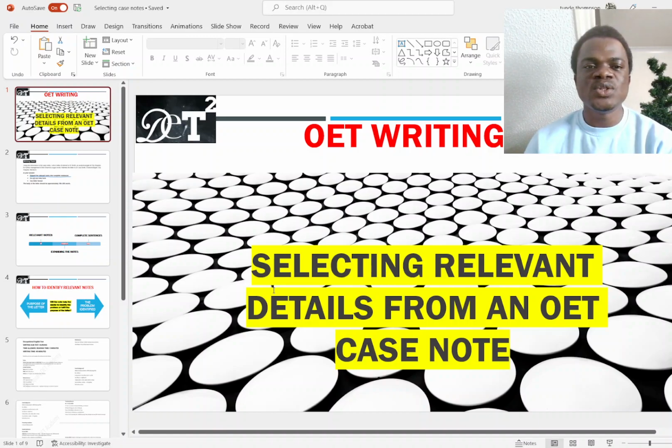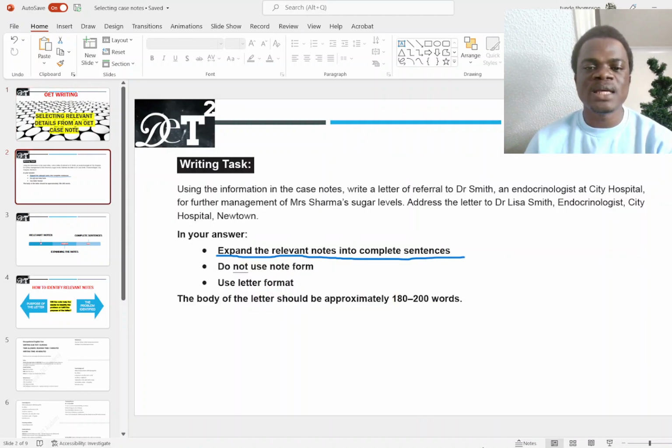Now, in OET, usually at the end of the case note, they will always ask you to expand the relevant note into complete sentences. So they said expand the relevant note, not just expand the note, expand the relevant note, meaning it's not everything in the case note you are expected to add in your letter writing.